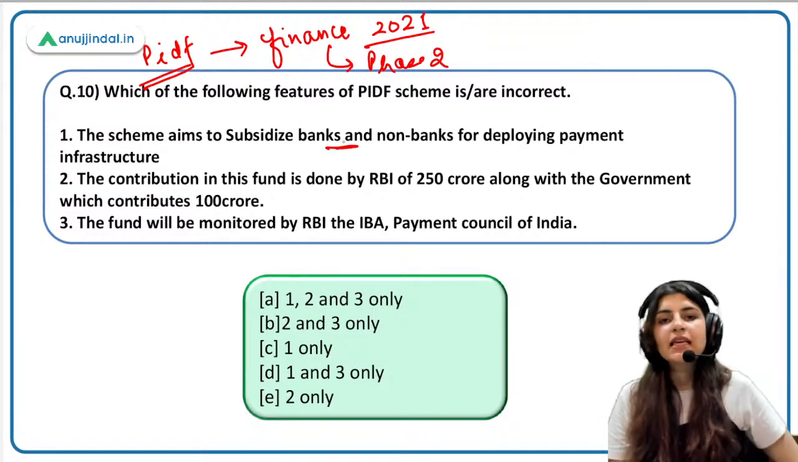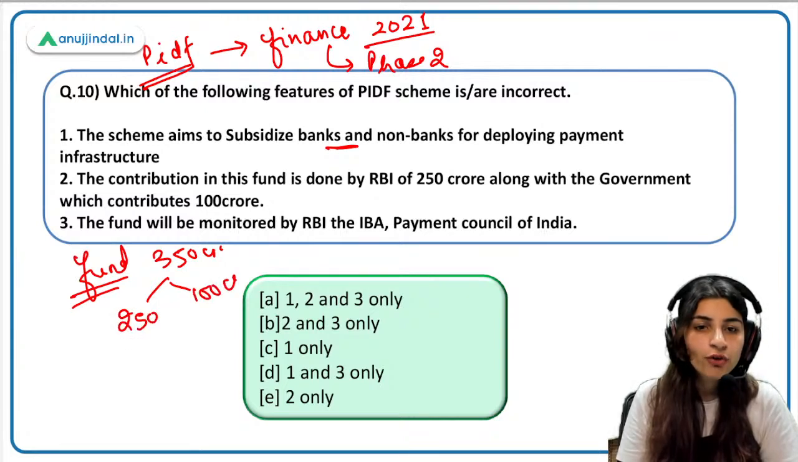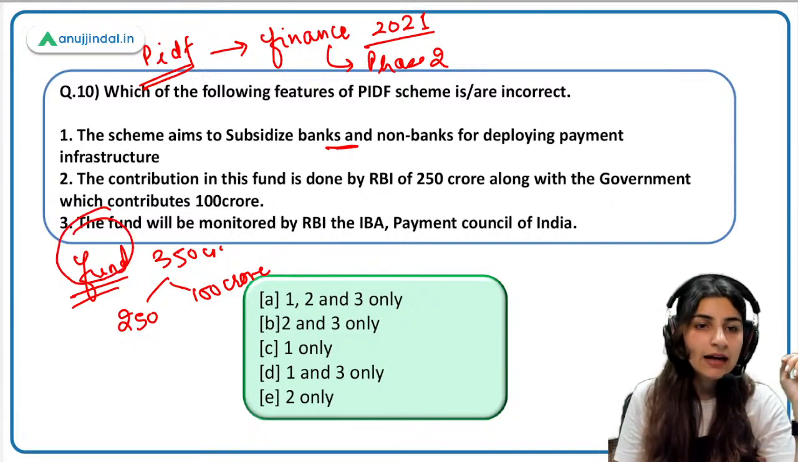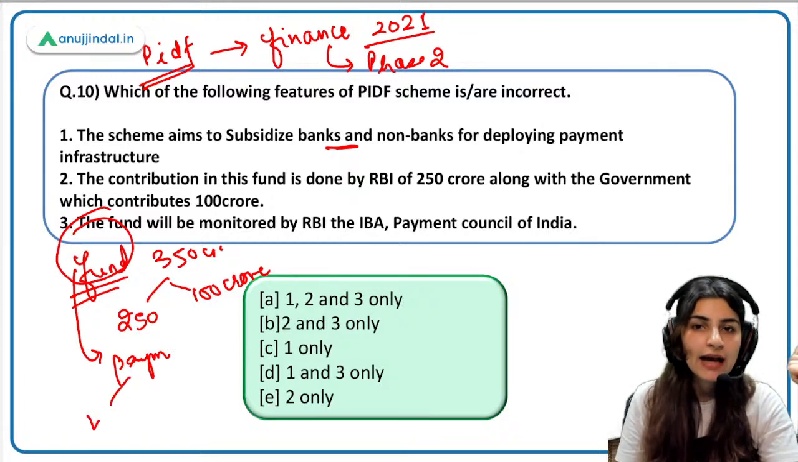So what happens in this scheme is एक fund बनाया है RBI ने. RBI has created a fund, 350 crore का corpus है जिसमें RBI will contribute 250 crore and 100 crore will be contributed by card networks. So under the scheme a fund will be created and through this fund payment infrastructure development के लिए subsidy मिलेगी to both banks and non-banks.